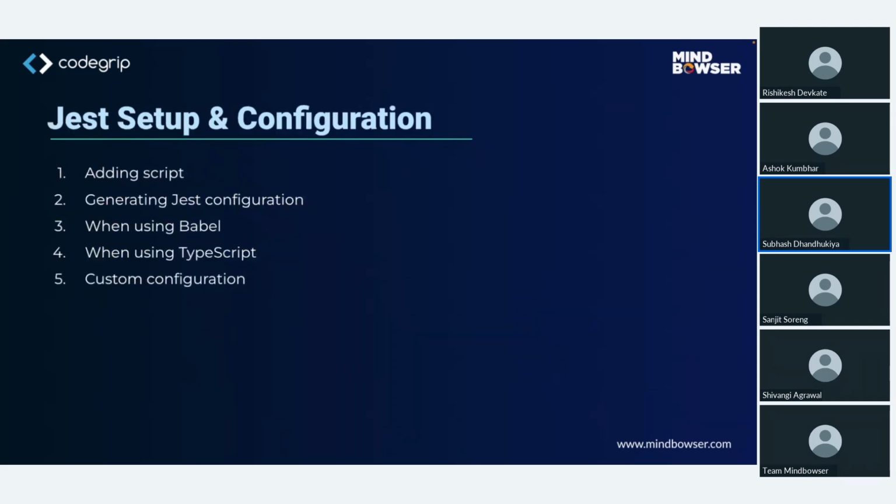Next, we will see Jest setup and configuration. You can see some points below: adding script, generating Jest configuration, when using Babel, when using TypeScript, and custom configuration. So we will see each topic line by line.